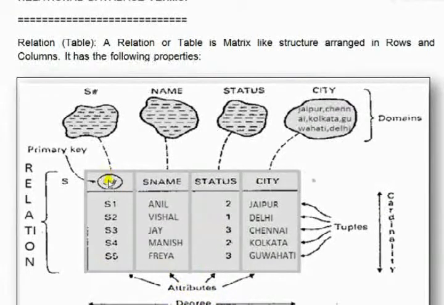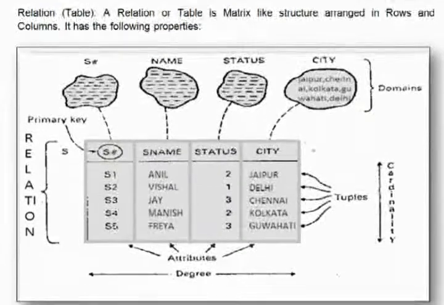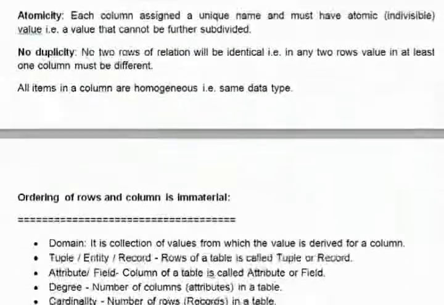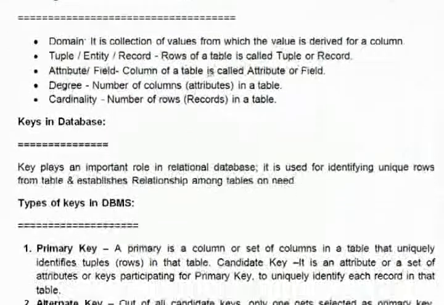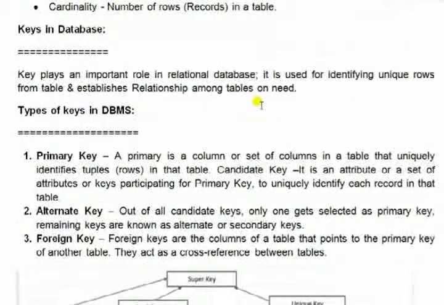The number of columns present in the table is called the degree. Okay, these are called the domains: city, status, S name, S hash. These are called the domains. Now the definition: a domain is a collection of the values from which a value is derived for the column. Tuple, attributes are the fields or columns, degree is the number of columns, cardinality is the number of rows.